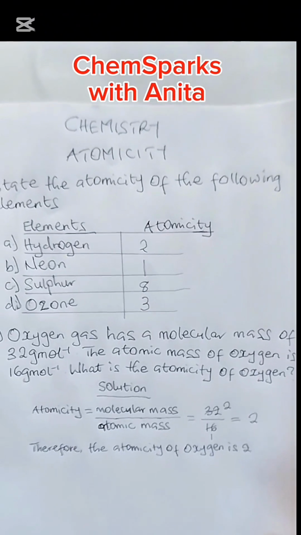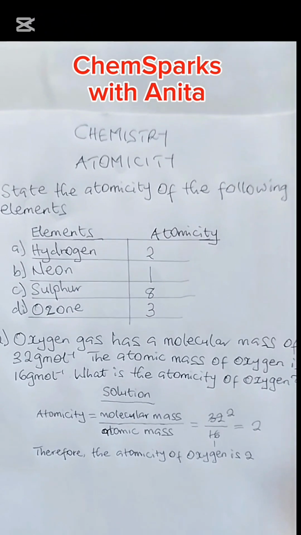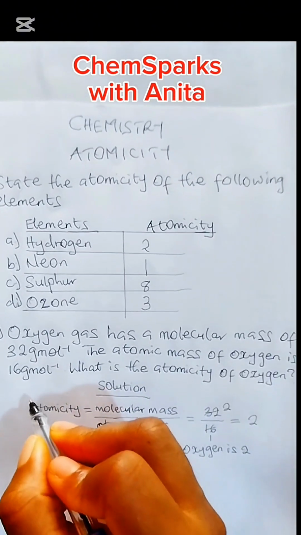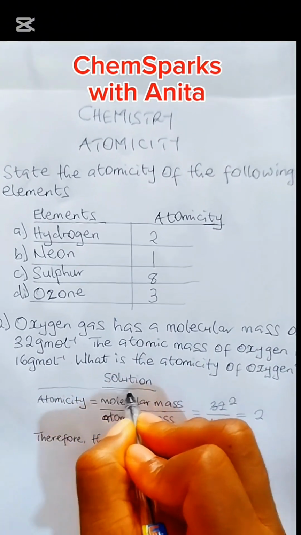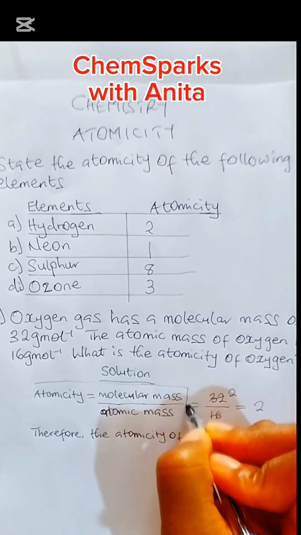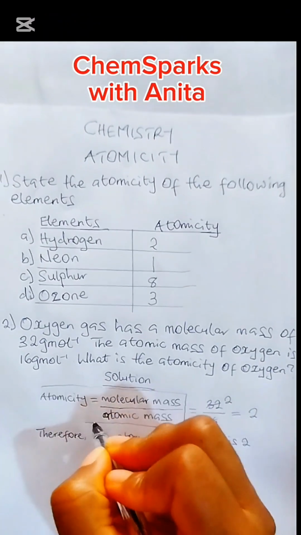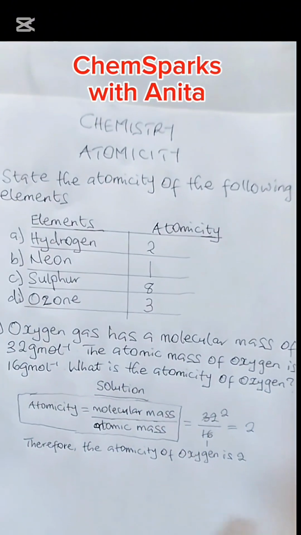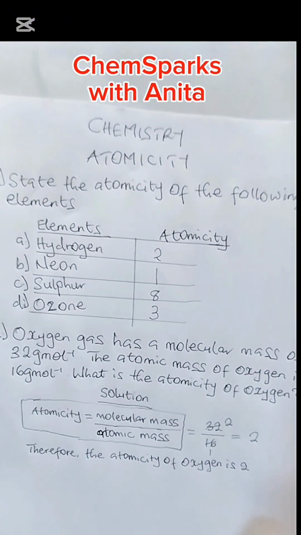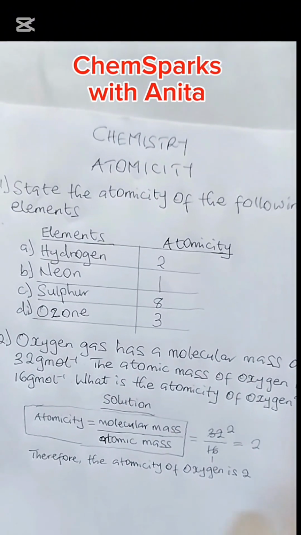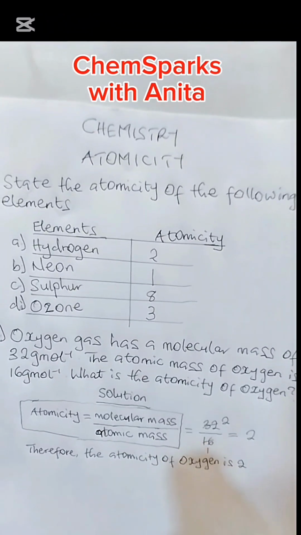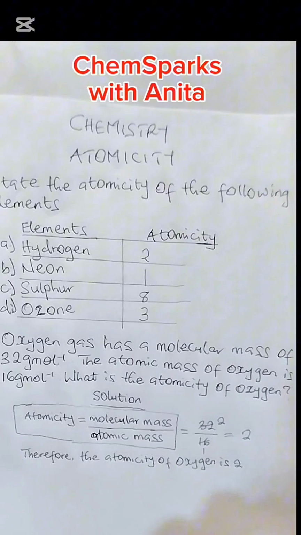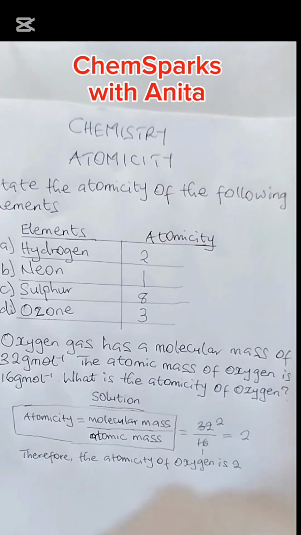Remember I said that if you are in doubt of what the atomicity of a particular element is, once you know this formula here, you will be able to do what? Easily tell what the atomicity of a particular element is. So the only thing you have to do is know the molecular mass of that element and know the atomic mass of the element. Once you have these two information, divide the molecular mass by the atomic mass. Any answer you get is the atomicity for that particular element.